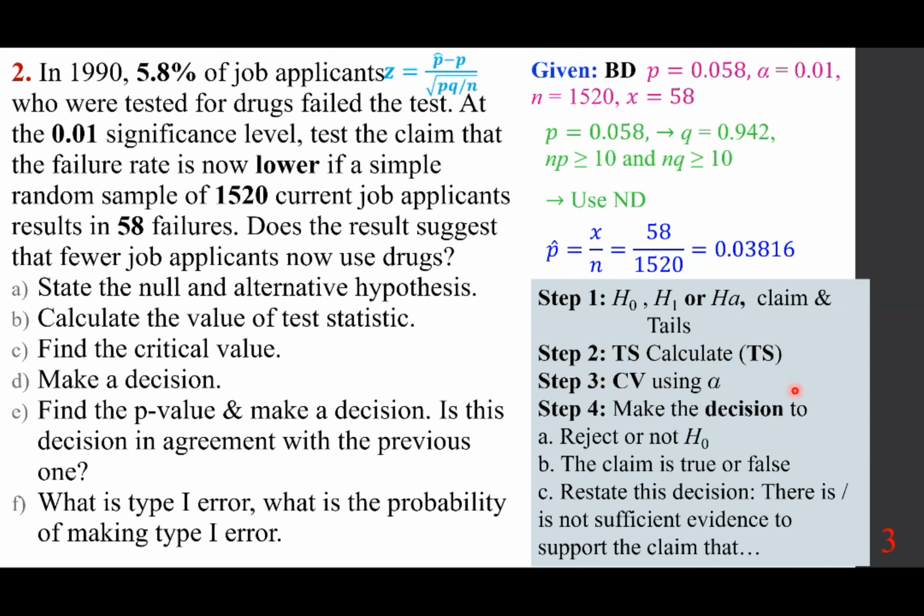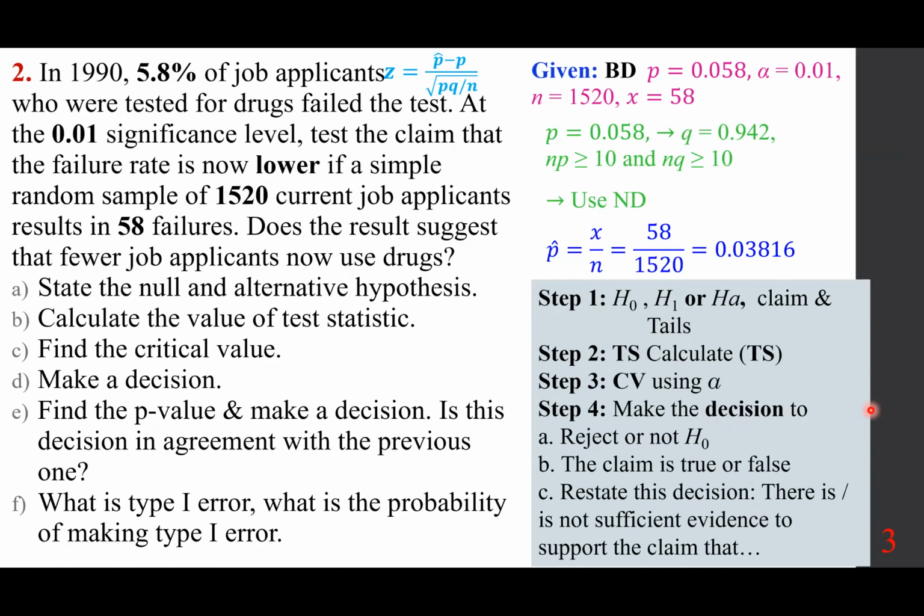Finally, we make a decision. Decision has 3 parts to it. Number 1, you are going to reject or fail to reject H0, which means everything that we do, steps 1, 2, 3, is about H0. You make a decision about H0. Then you can expand it to say whether the claim is true or false, and then you restate it. And by the way, if you reject H0, that means H0 becomes false, H1 or HA becomes true, and vice versa.